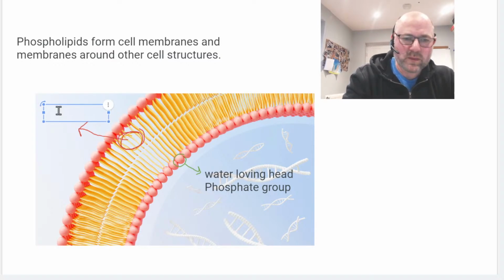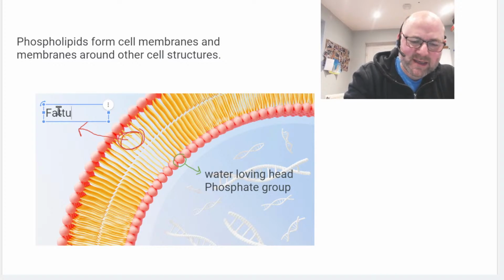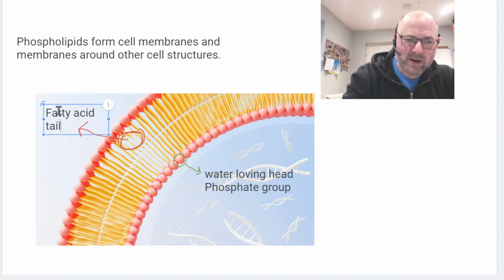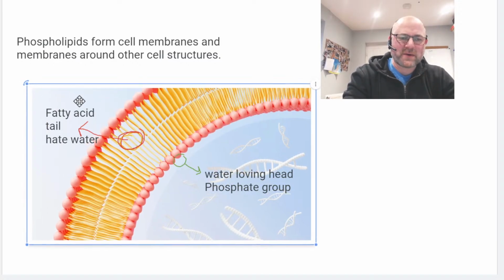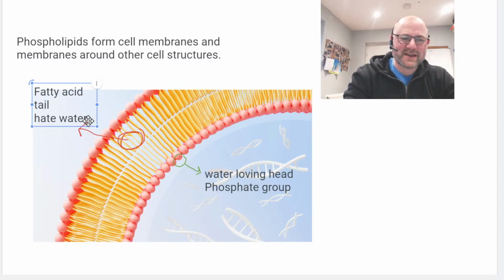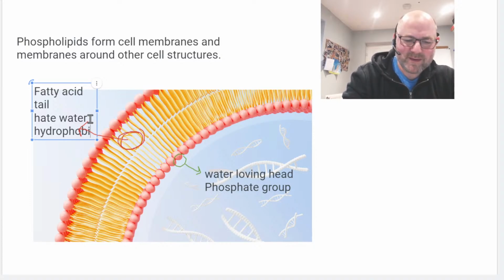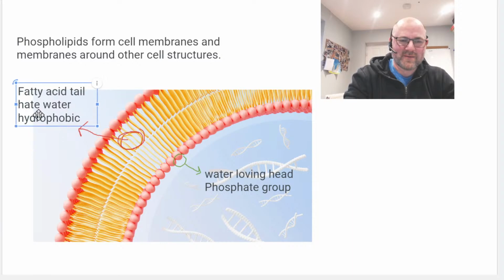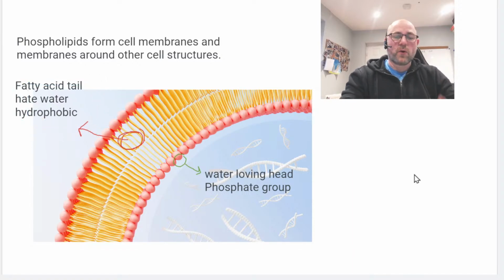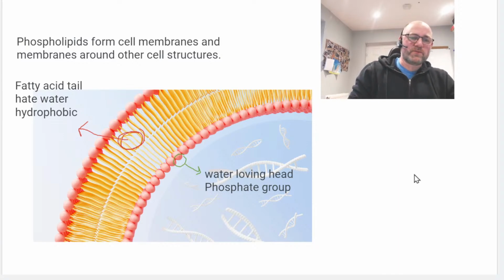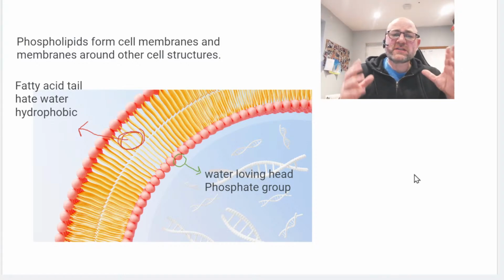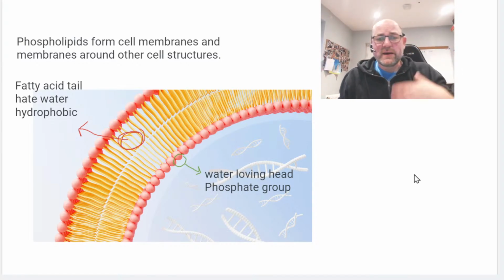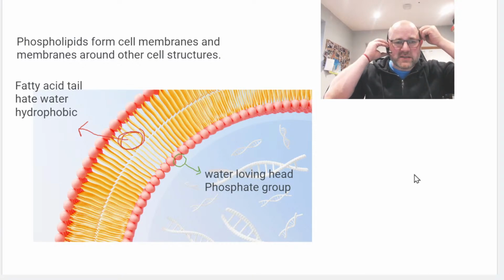Now, these are the fatty acid tails, and these hate water. The proper term instead of hating water is hydrophobic. So we've got water-loving heads on the phosphate group, and we've got fatty acid tails that hate water. The difference with the cell membrane is it has a lot of other structures in it, and we'll go into a lot of detail about that when we come to the cell membrane.